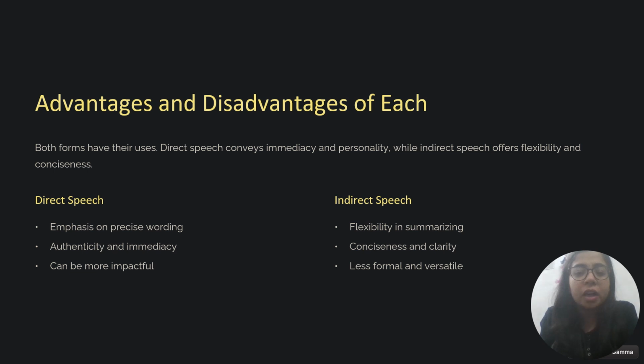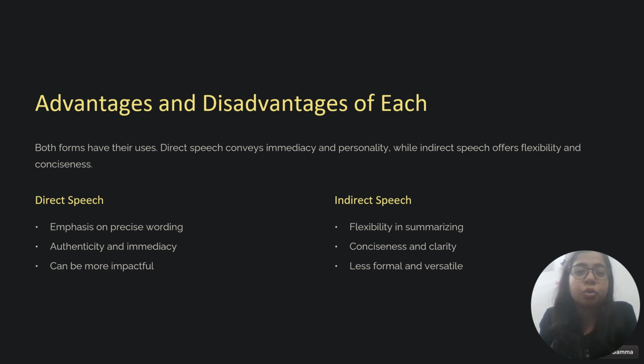Now next are the advantages and disadvantages of both. First we will see the advantages of direct speech. First is emphasis on precise wording. In direct speech we emphasize precise wording: the meaning shouldn't be changed, and the words should be exactly the same. Next is authenticity and immediacy. It is very authentic when we are speaking or even writing in direct language. You're not creating or putting anything of your own. It is just authentic.